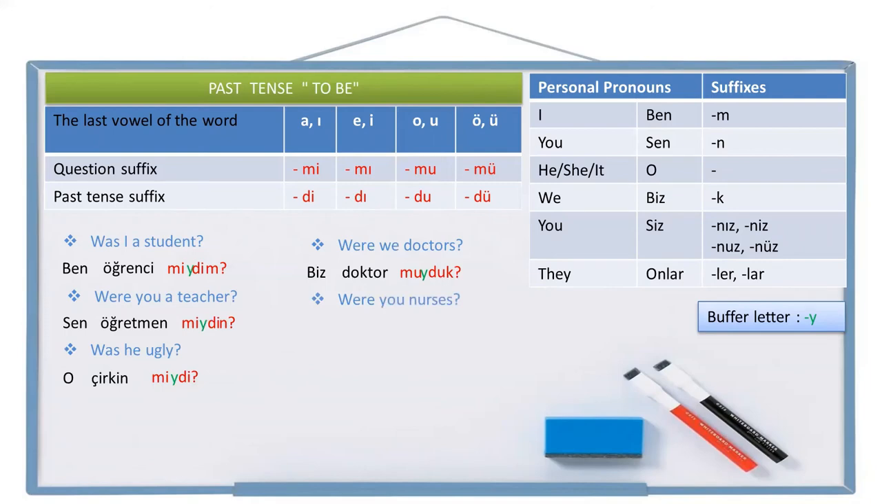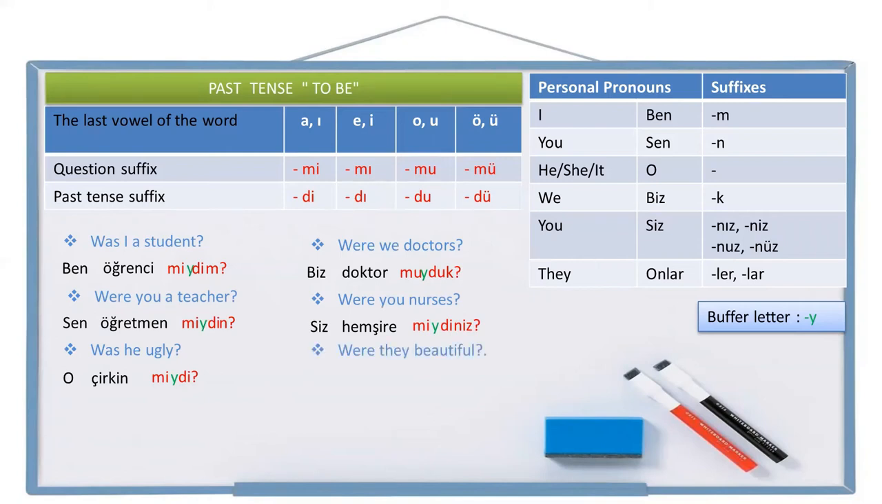Another one. Were you nurses? That's right. Person pronoun you plural. Siz. Nurse. Hemşire. Question suffix. Then past tense suffix and the buffer letter between them. Person pronoun suffix to the end. Siz hemşire miydiniz? Were you nurses?